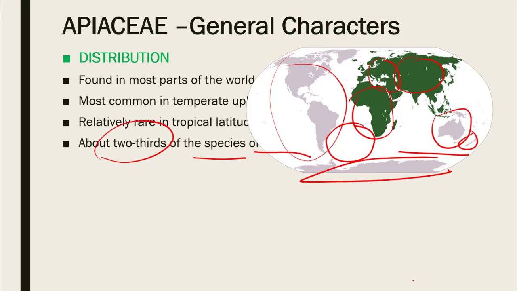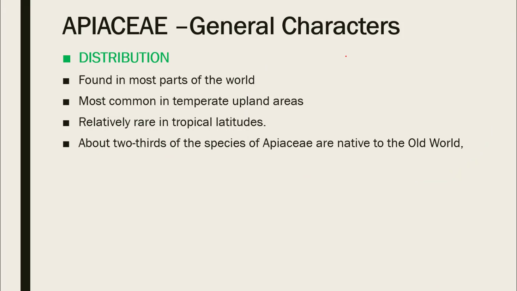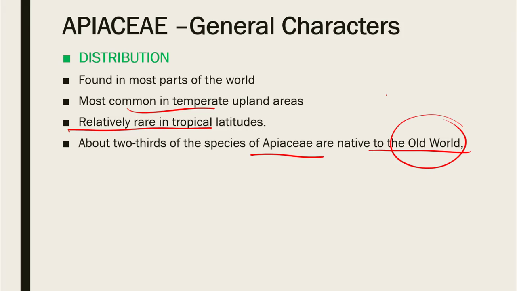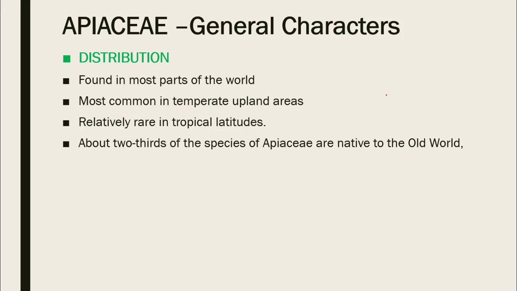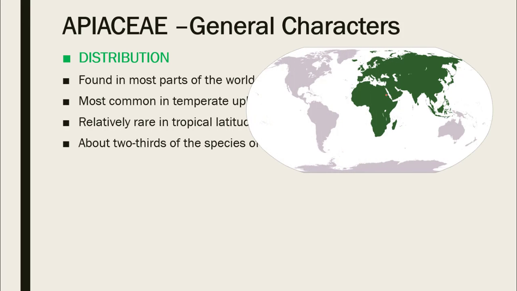So we are also in the Old World, Asia. So this is Asia, and this is Europe and Africa. So 2/3 of the species of Apiaceae are native to the Old World. So this was its distribution: most common in temperate, rare in tropical areas, and as far as abundance is concerned, it is abundant in the Old World, especially Asia and Europe. So now we move on to its characters.